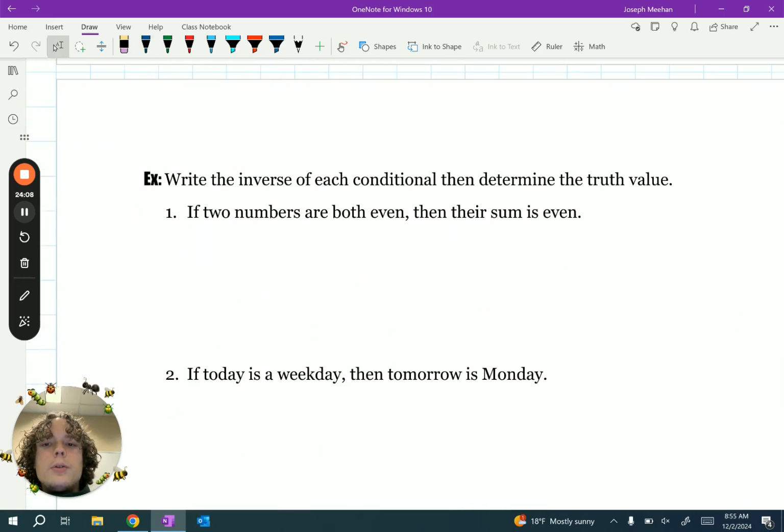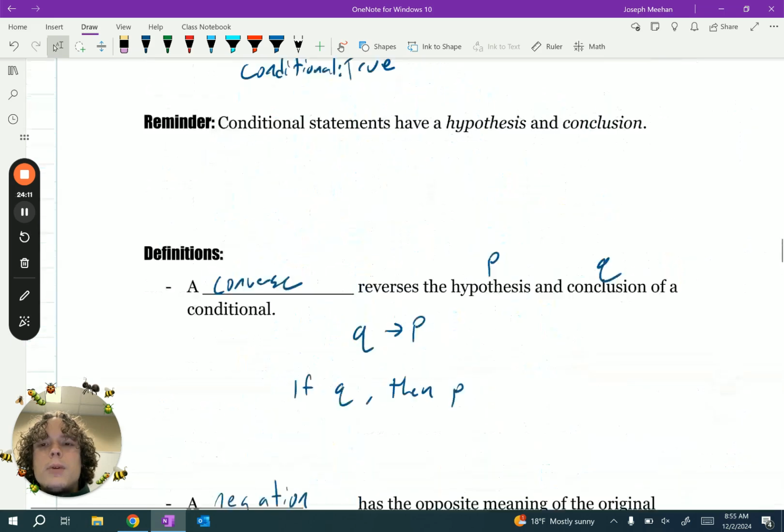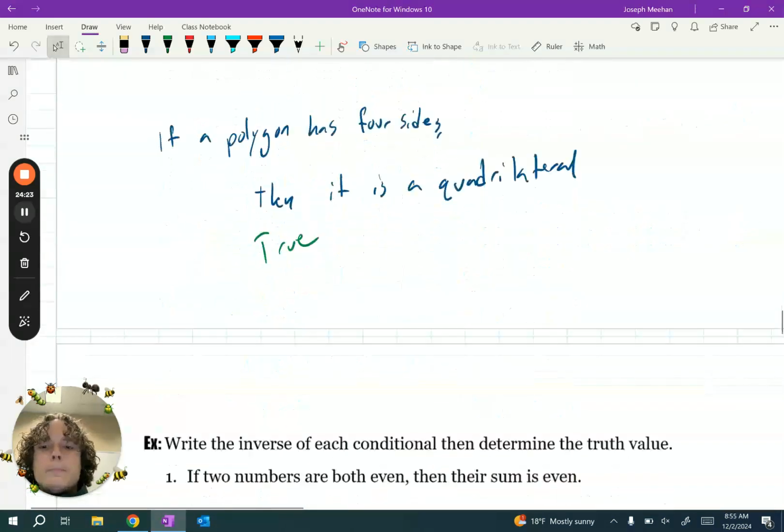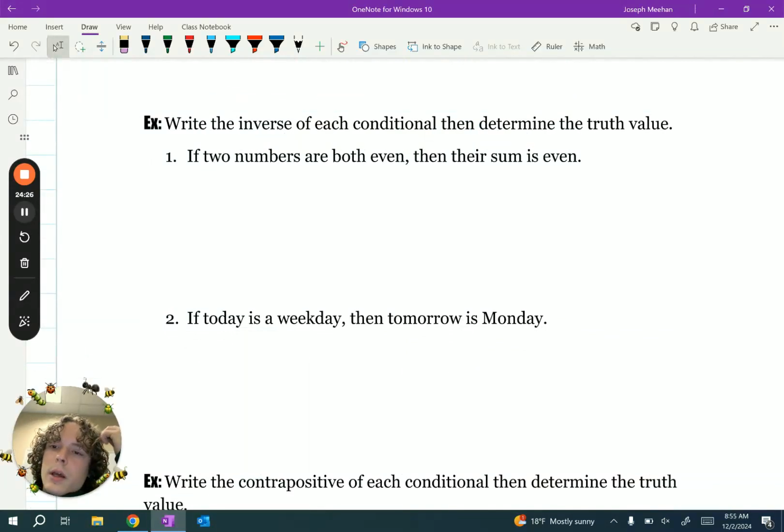Example here says write the inverse of each conditional and determine the truth value. The inverse, let's take a look. What's the inverse again? If we have if P then Q, the inverse negates the hypothesis and conclusion. So it makes if P then Q become if not P, then not Q. All right? So we can say if 2 numbers are both even, that's the P. I'm going to actually write if not P up here, then not Q, just for us. So if we have 2 numbers that are both even, that's the P. Then their sum is even, that's the Q.